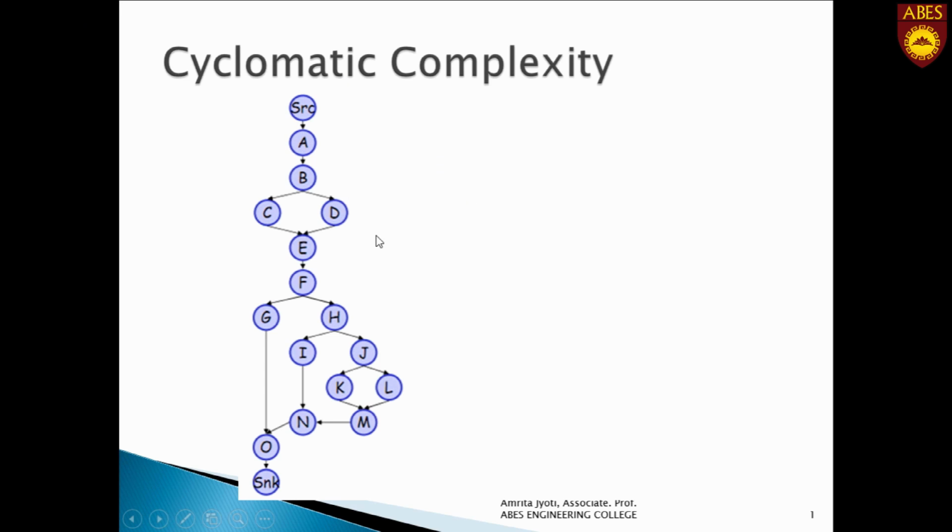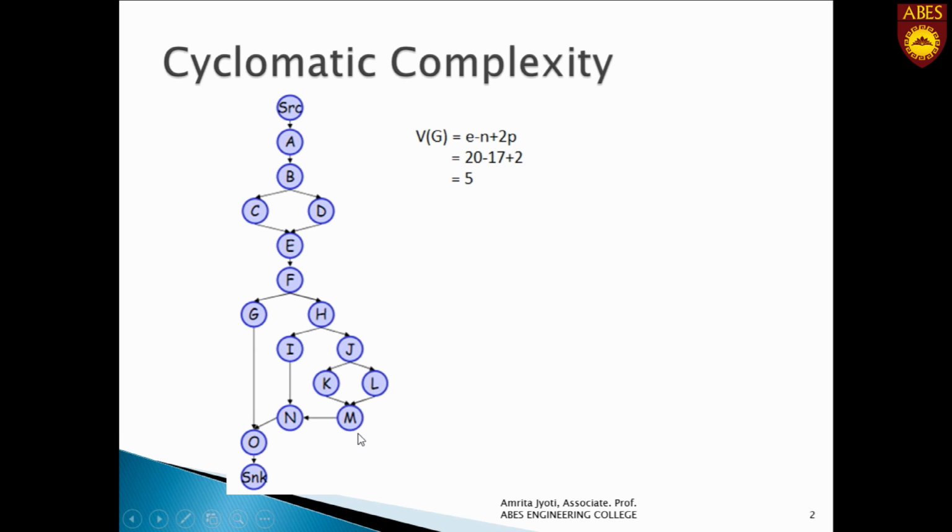Suppose we have to find the cyclomatic complexity for this control flow graph. Simply calculate E edges and N nodes; P is the connected components. In this flow graph there are 20 edges, if you count them, and 17 nodes. With the help of this formula, we can calculate the cyclomatic complexity is 5. It means there are 5 independent paths in this graph.